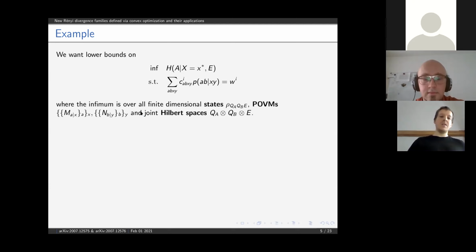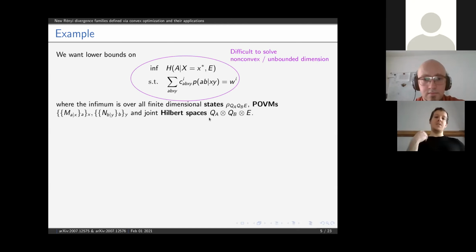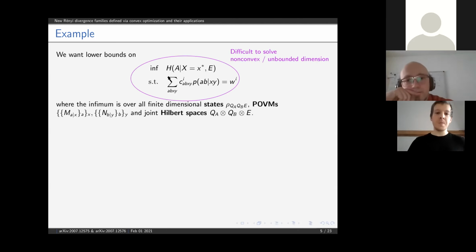It's device independent in the sense that we take this infimum over all possible finite dimensional states, all possible measurements the devices could perform, and all possible Hilbert spaces on which those states and measurements might act. Now, this problem is quite large, and in general it's quite difficult to solve. First of all, it's non-convex. And second, a priori, we don't have a bound on the dimension of these Hilbert spaces. We restrict them to be finite dimensional, but we don't actually have an upper bound on the dimension required to achieve this infimum.